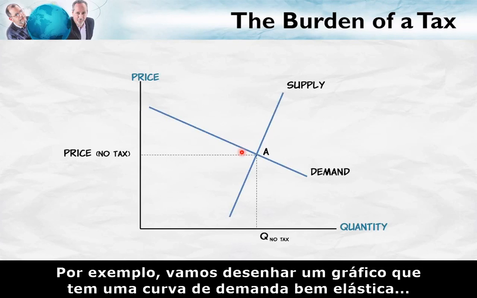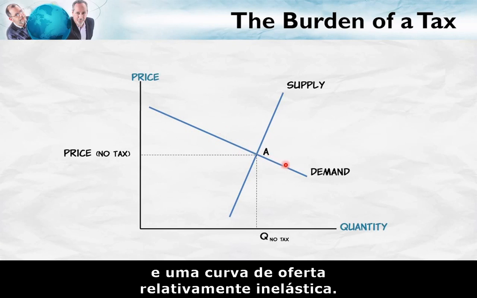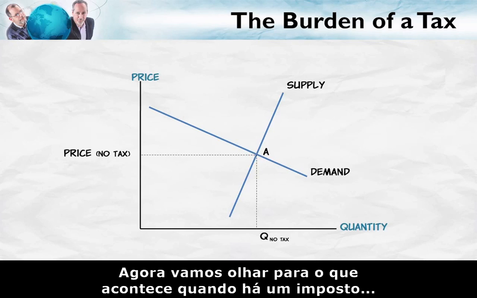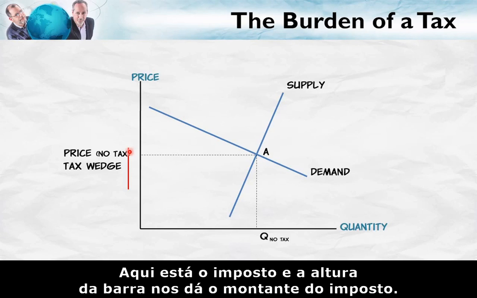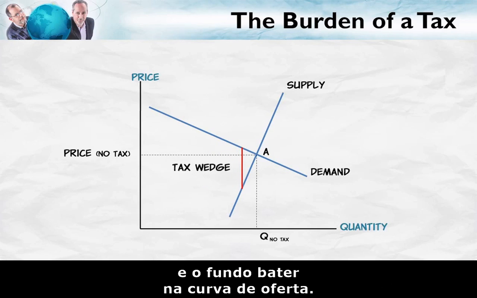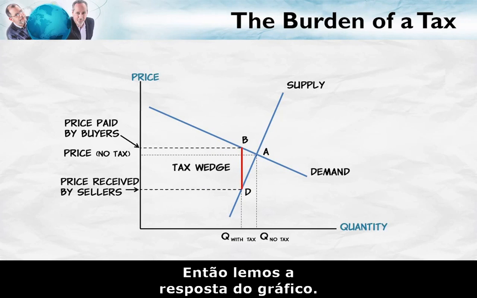For instance, let's draw a diagram which has a pretty elastic demand curve and, relatively speaking, a pretty inelastic supply curve. Here's the price when there's no tax. Now, let's look at what happens when there is a tax, and we'll use our wedge method. Here's the tax, and the height of the wedge gives us the amount of the tax. We drive this wedge into the diagram until the top of it hits the demand curve and the bottom of it hits the supply curve, and then we just read the answer off our diagram.